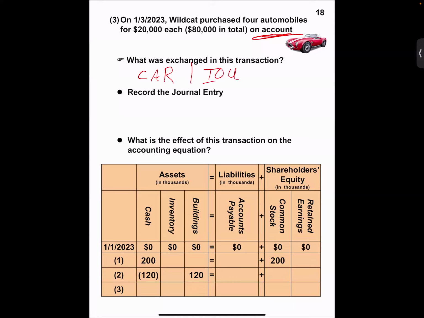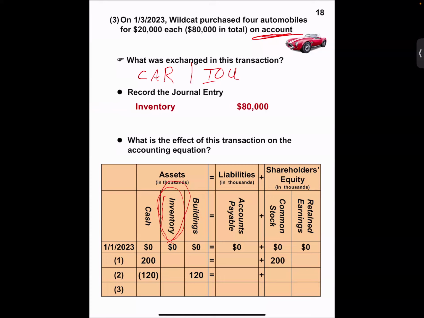So we have to think about what happened here. We just got some cars. And remember, what they hope to do is sell these cars. So items of value that a company is trying to sell in the normal course of business, that's what we call inventory. So we see down here, our inventory count just went up. Inventory is an asset. How do we make an asset increase? We debit. Right? So we would debit the inventory account $80,000.